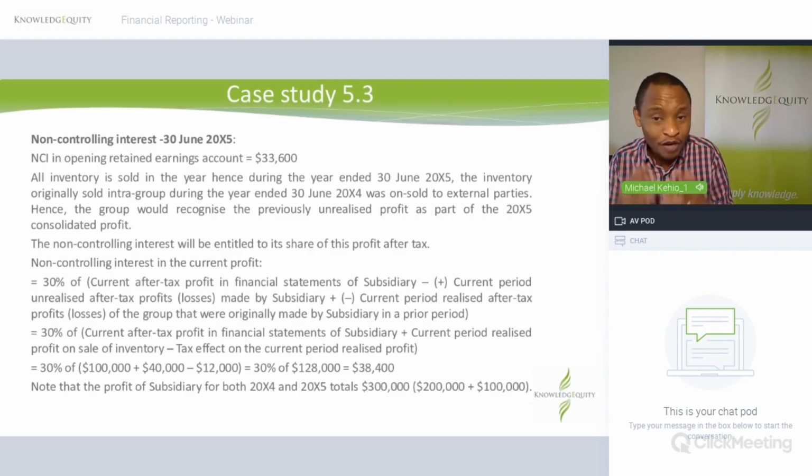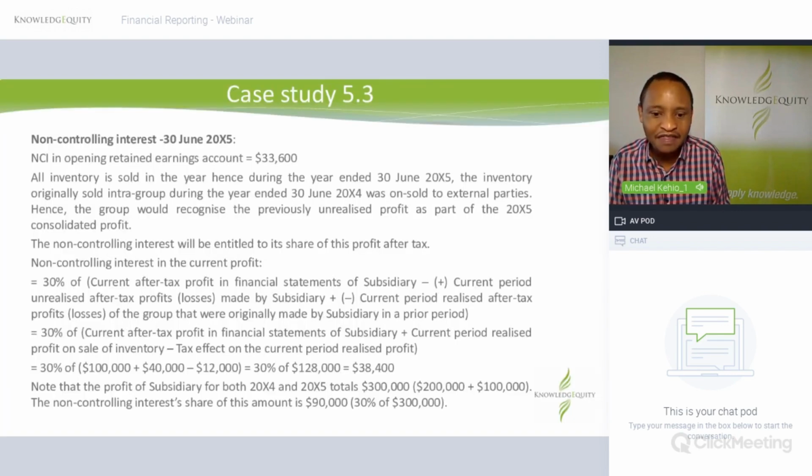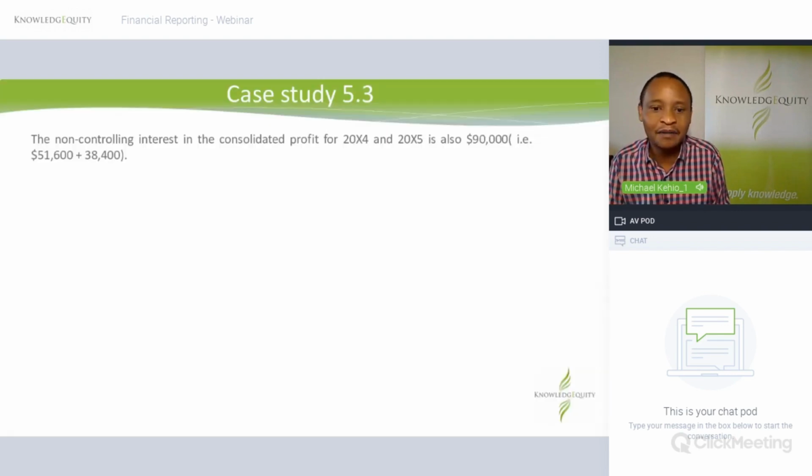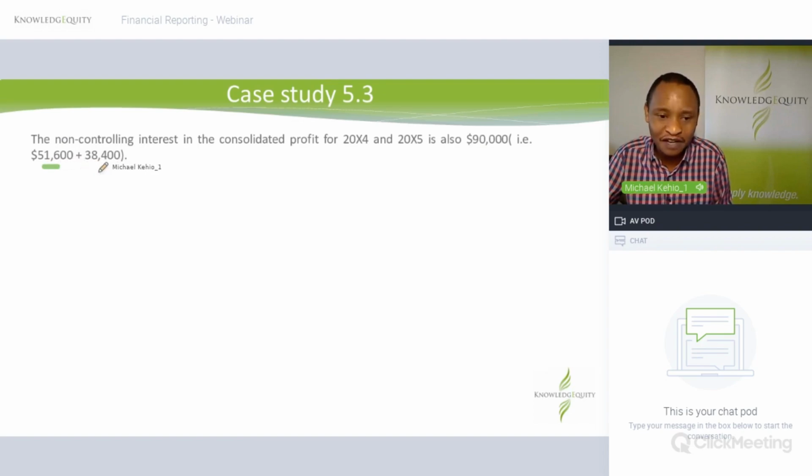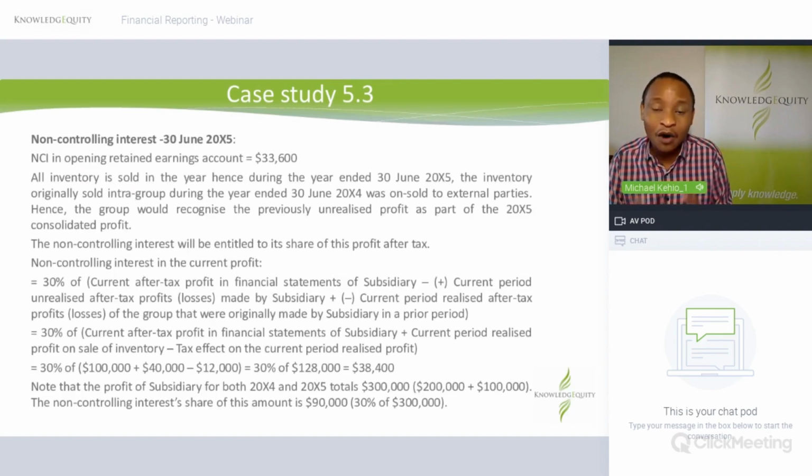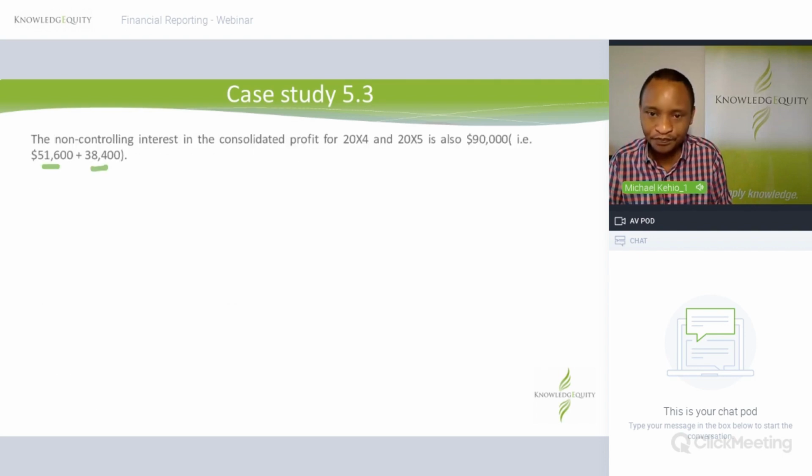Now, you could have easily calculated this by just taking the 200,000, which was earned last year, plus this year's 100,000, and calculated 30% of that. And that would have still given you that particular amount, which is also 90,000. So that would be 51,600, which we've calculated, plus that 38,400. Now, notice, however, that you can only do that if there is no unrealized profit.